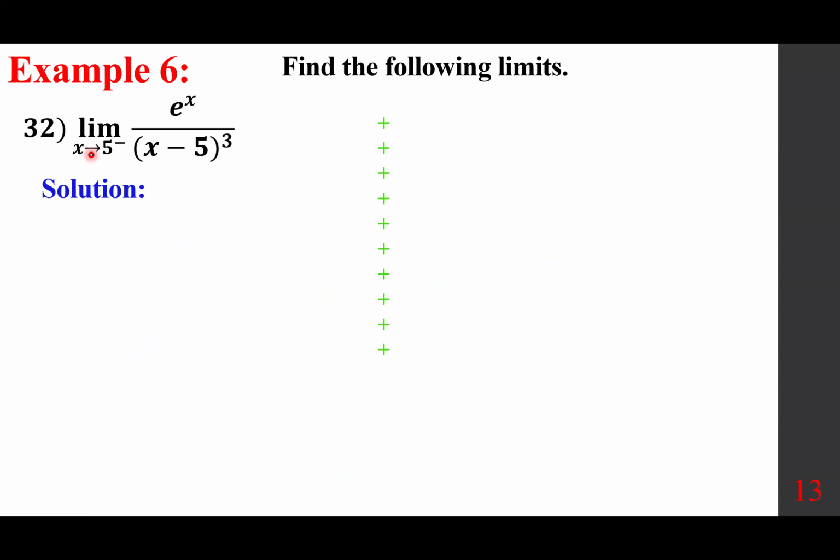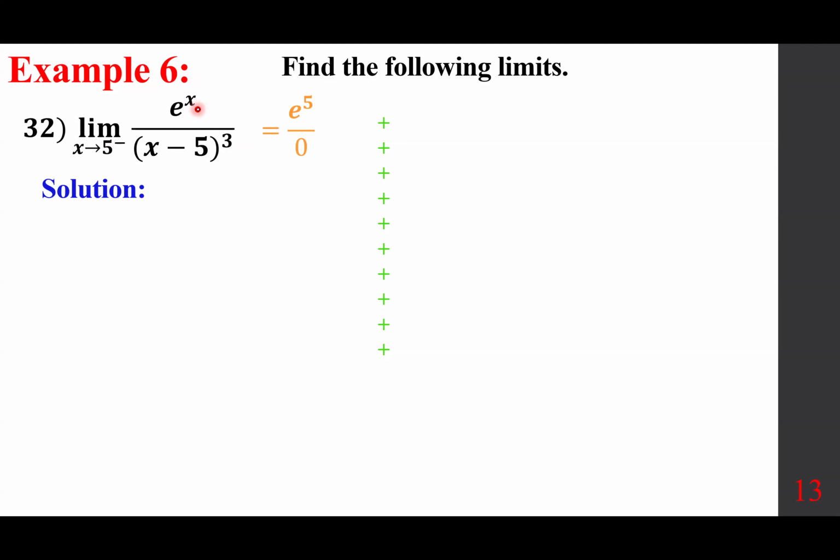The limit of e to the power of x over (x minus 5) cubed as x approaches 5 from the left. If you plug in 5, you get e to the power of 5 over 0 cubed, which is 0. And again, 5 from the left or right makes no difference for the numerator.